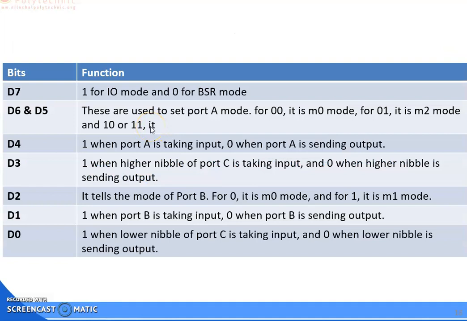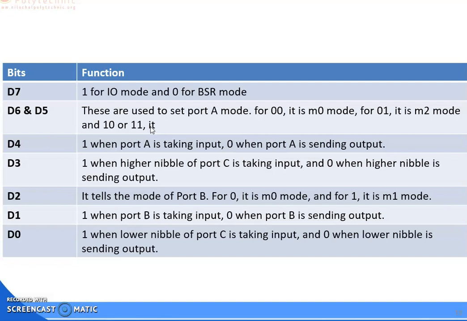So first D7. The D7 bit is 1 for IO mode and 0 for BSR mode. Next, the D6 and D5 bits are used to set the port A mode. For 00 it is M0 mode, for 01 it is M1 mode, for 10 or 11 it is M2 mode. And D4 is 1 when port A is taking input and 0 when port A is sending output.